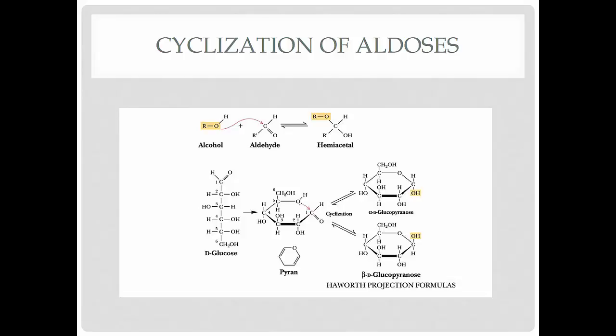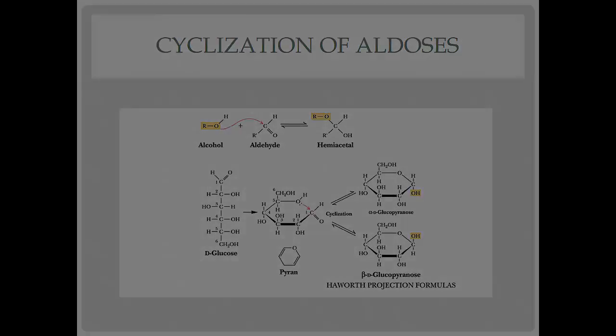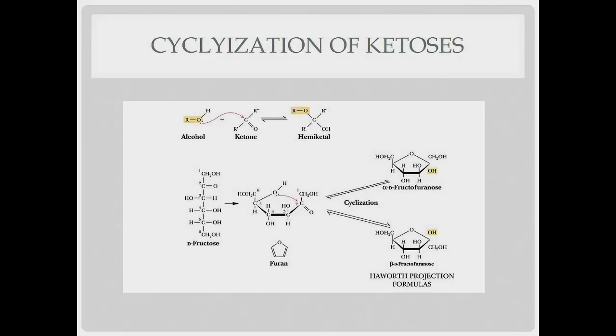With aldoses, we typically see six-member rings or pyranoses, where the oxygen from the alcohol is part of the ring structure and the oxygen from the carbonyl carbon is reduced to a hydroxyl. When ketoses cyclize, we see a similar reaction, but instead of a pyran ring, we typically see a five-member or furan ring. Just as we see in the aldoses, we can have different stereochemistry about the hemiketal carbon, where the hydroxyl group is above or below the ring, giving the alpha or beta isomer.